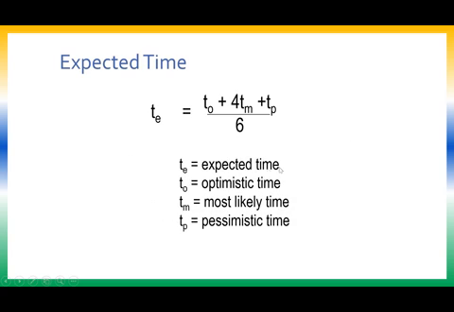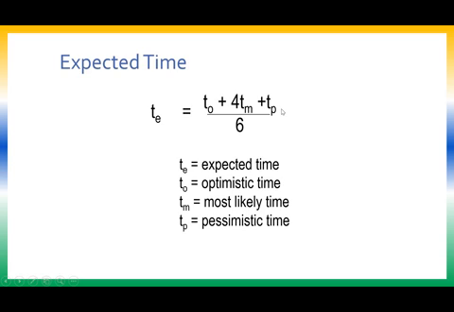So T is expected time, TO is optimistic time, TM most likely time, TP pessimistic time. This formula you should remember. It is quite easy. See, 1 plus 4, 5, 5 plus 1, 6. So in total you are supposed to get 6 on the numerator and 6 on the denominator.